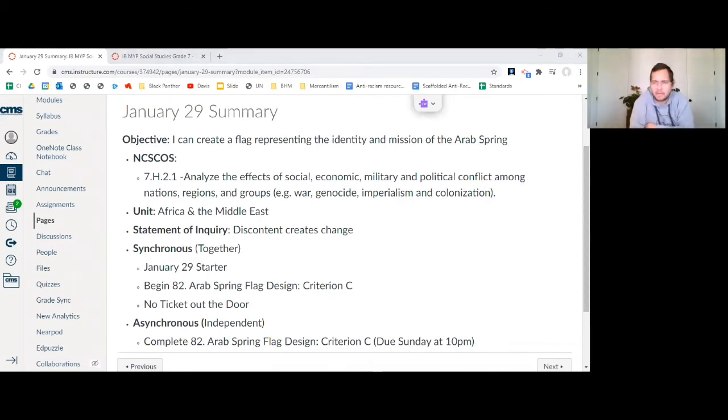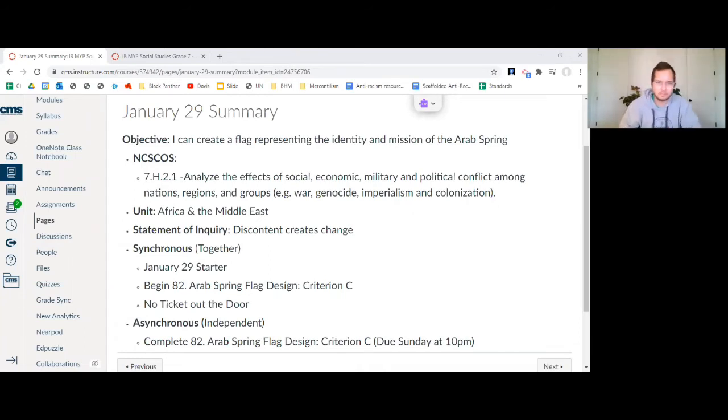Let's take a look at the summary page. And if you still need time on that starter, you can take that time. So just listen up for a little bit longer, and then you can get back to that starter for the retake of that formal grade. But our summary today, again, is the last day. Create a flag representing the identity and mission of the Arab Spring. So again, if your flag does not somehow mention or focus on democracy, then you're probably going to lose at least a point on that because that was the whole purpose of the Arab Spring.